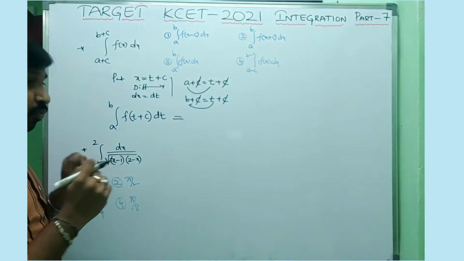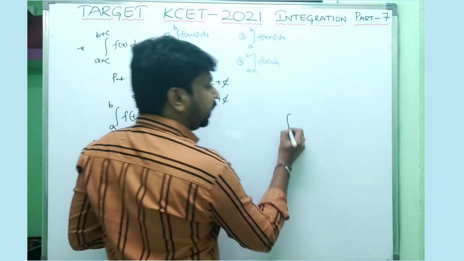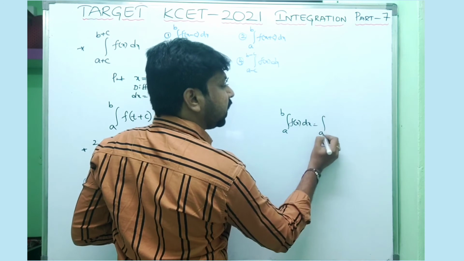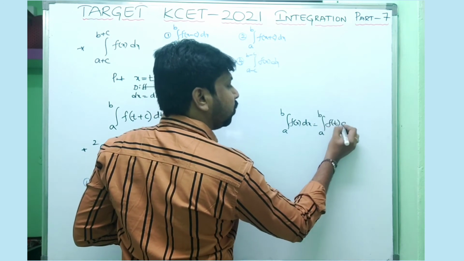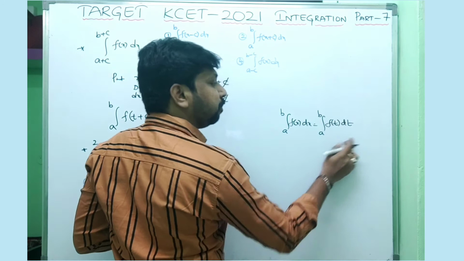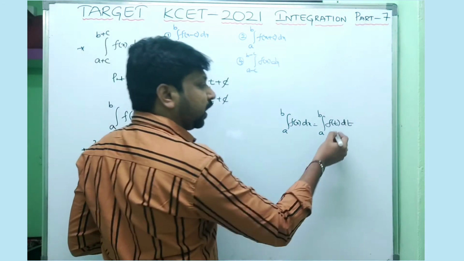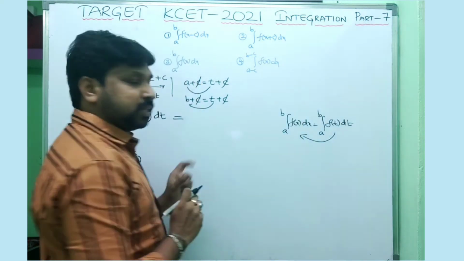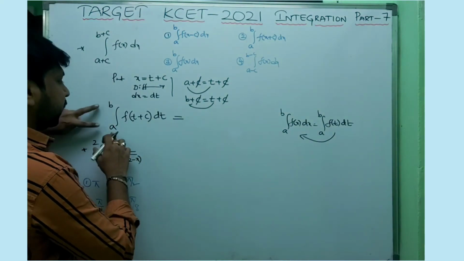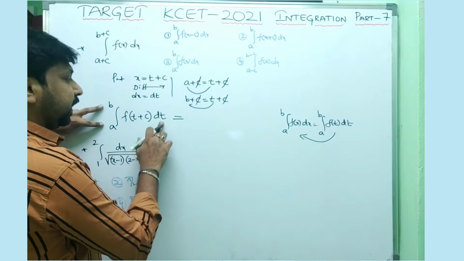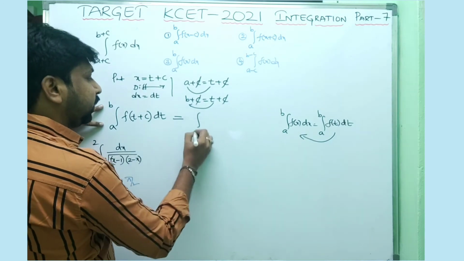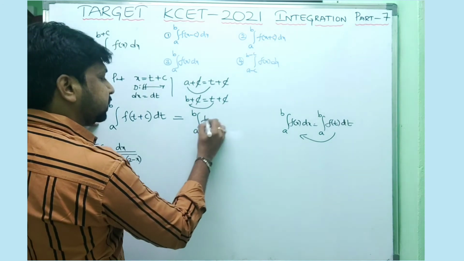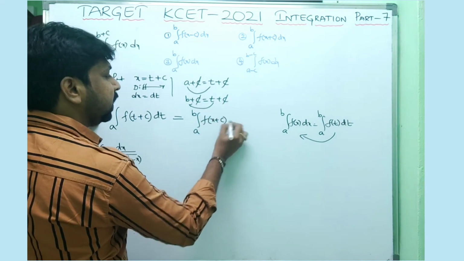So actually you have a property. What is the property? Integral a to b f of x dx can be written as integral a to b f of t dt. What is the meaning? A function that is completely in terms of t, you can change completely in terms of x with the same limits. That is the property. According to this property, the function that is completely in terms of t, I need to convert completely in terms of x with the same limits: integral a to b f of x plus c dx.